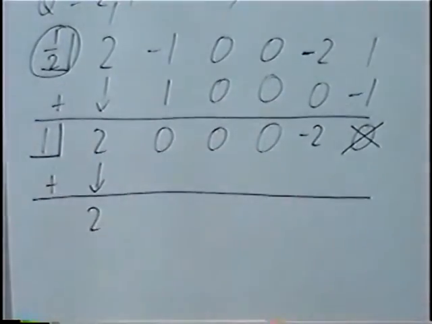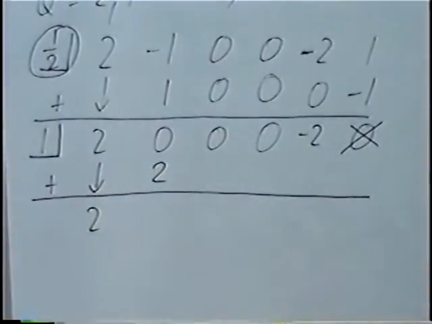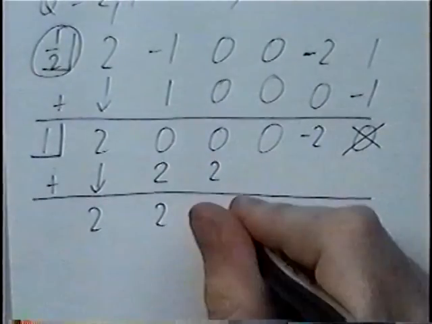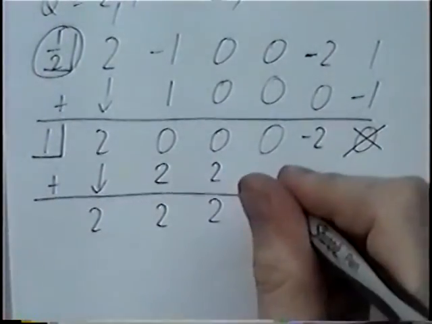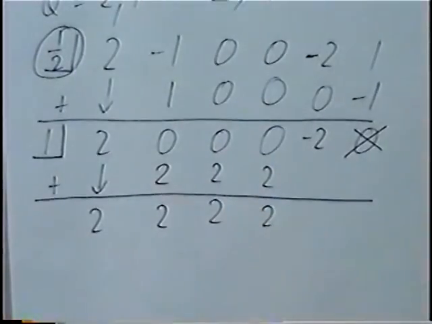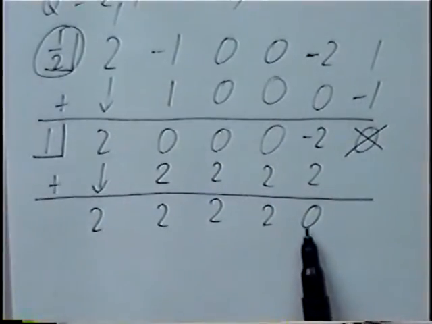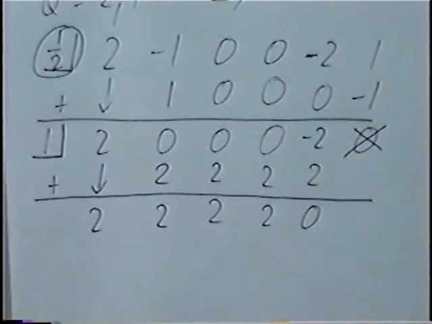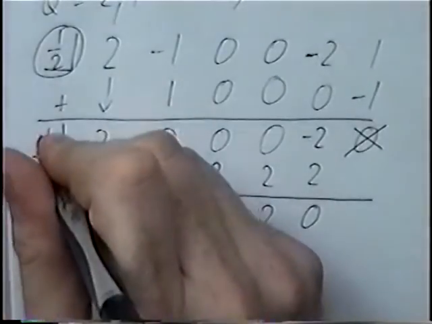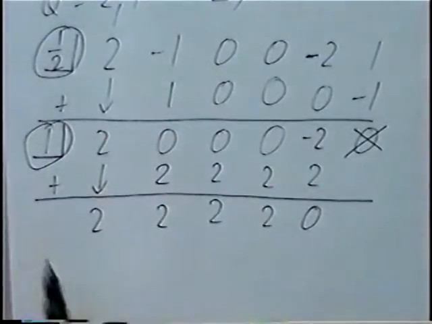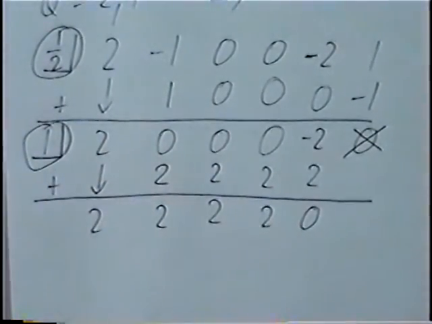Dropping the 2 down again. This time we'll multiply by 1 for each question. 2 times 1, adding 2. 2 times 1 and adding 0. 2 times 1 and adding 0. And 2 times 1, negative 2 plus 2 would be 0. And again, a remainder of 0 means this is a factor or 0 of the question. So positive 1 also works as a 0.